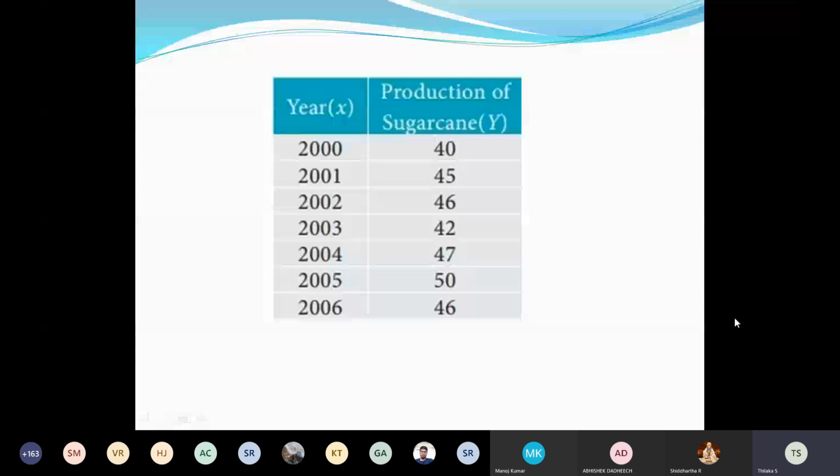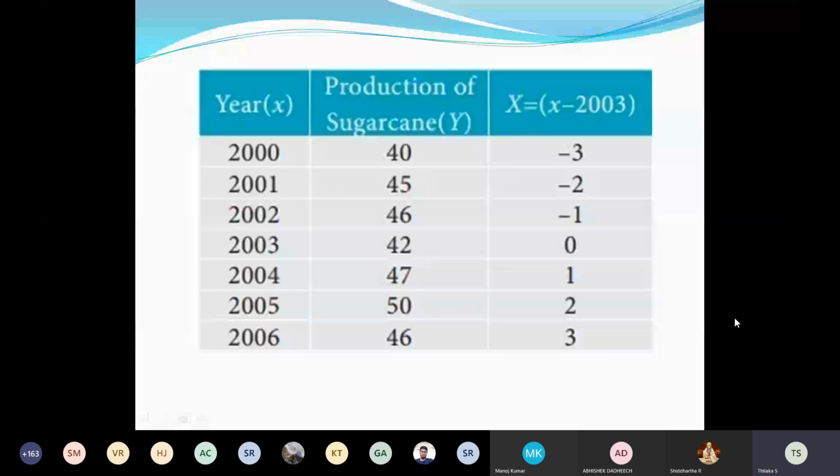You have to rewrite the same thing here, and you have to fix the values for the time period. For 2003, this is the middle year, since here we are having 7 years. So at that midpoint, we have to put 0 to satisfy the condition sigma x is equal to 0. On the year 2003 we put 0, and for the above and below years you have to subtract 2003.